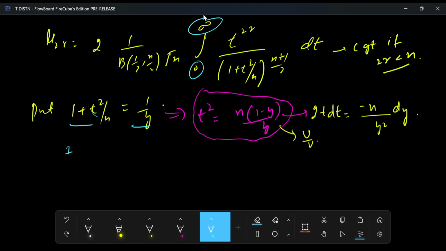Let me make you understand that again. When t is equal to 0, this becomes 1. So 1 is equal to 1 by y, and the reciprocal of 1 is 1, and this is y. So y is equal to 1. Simply y is equal to 1. Now see again.